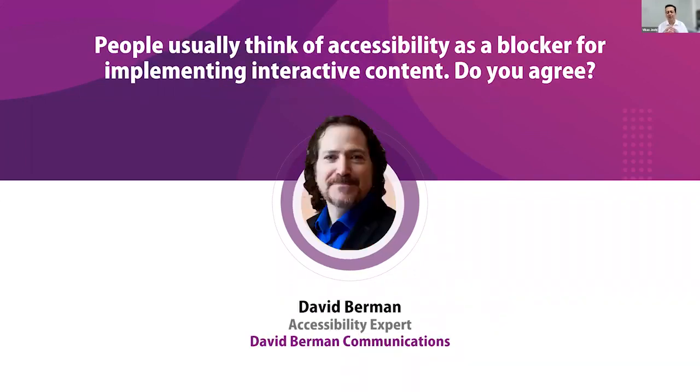Basically, people usually think of accessibility as a blocker for implementing stuff that is interactive and engaging. And you touched upon this just a few minutes ago, so we know you do not agree. Would you like to give us some examples of how to handle interactive, engaging content, and then make it so that it's also accessible at the same time?